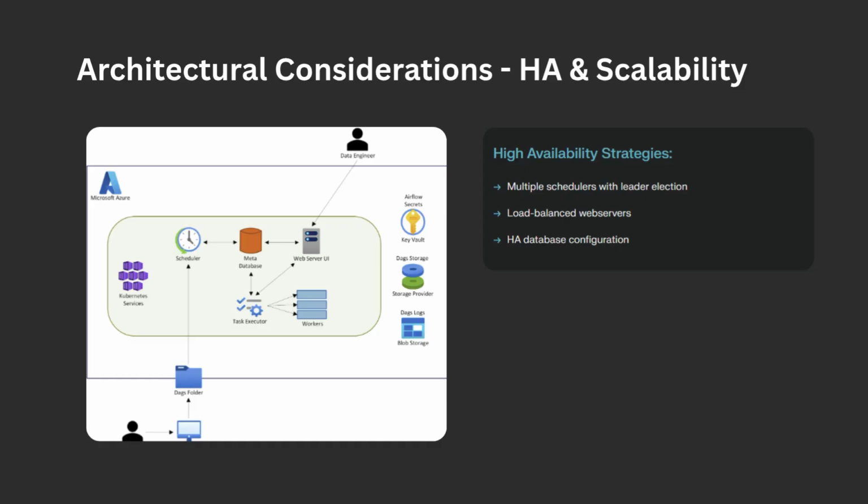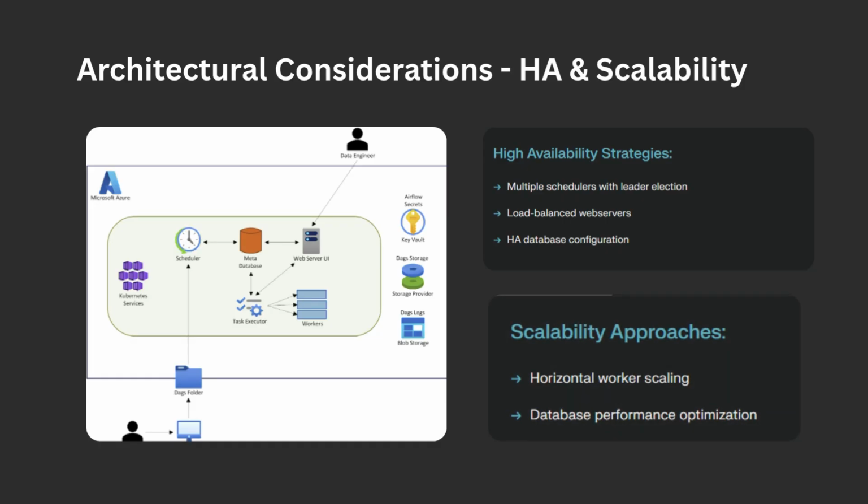Scalability. Horizontal scaling is a key feature of Airflow. You scale by increasing the number of worker nodes, which is handled gracefully by the Celery and Kubernetes executors. The metadata database, however, can become a bottleneck under extremely high loads and must be a part of your scaling strategy. This concludes our technical overview of the Airflow architecture.